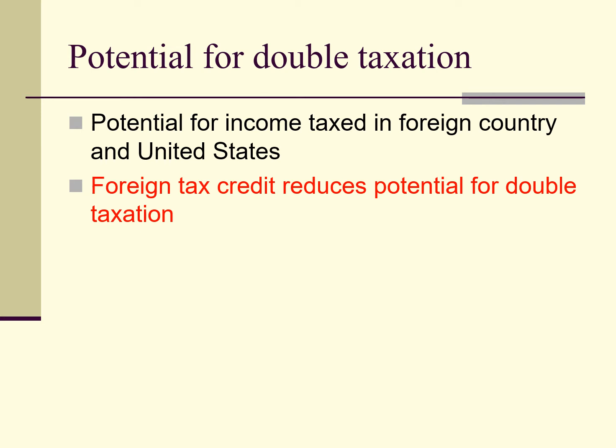The U.S. foreign tax credit was enacted to eliminate or reduce the potential for double taxation. It does this by allowing a U.S. taxpayer to reduce its tax by a credit equal to the U.S. tax imposed on foreign source income when that income is also subject to foreign tax.